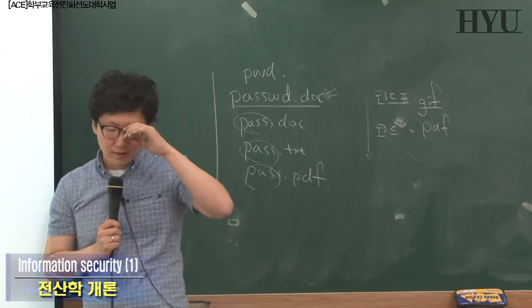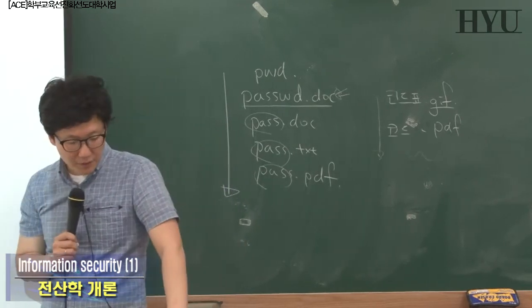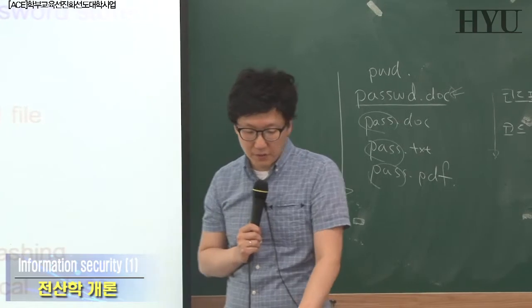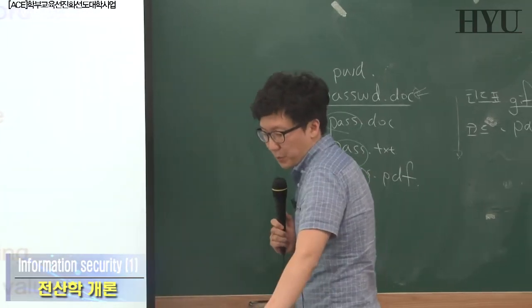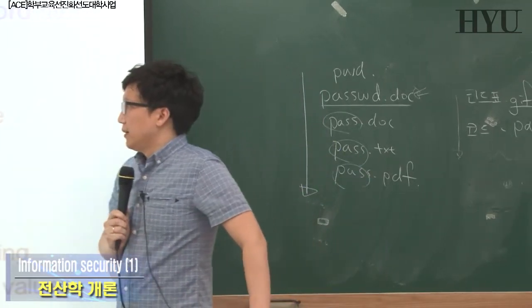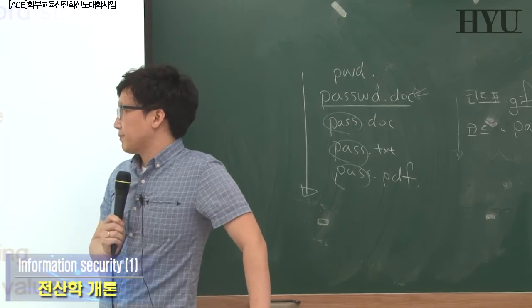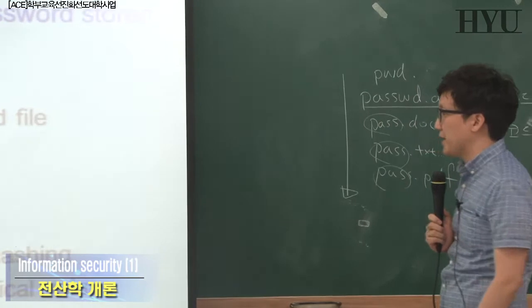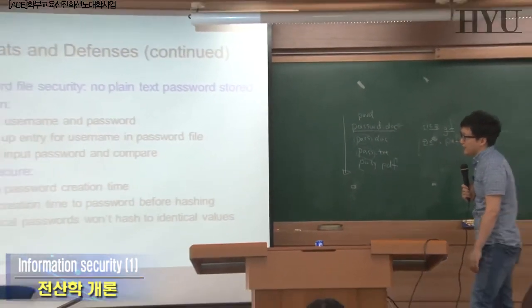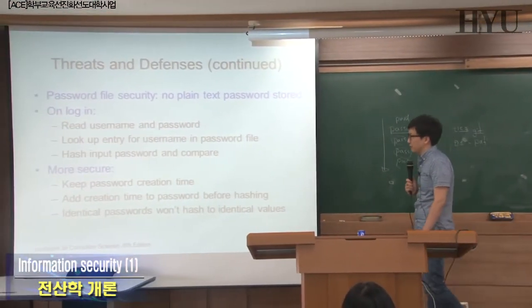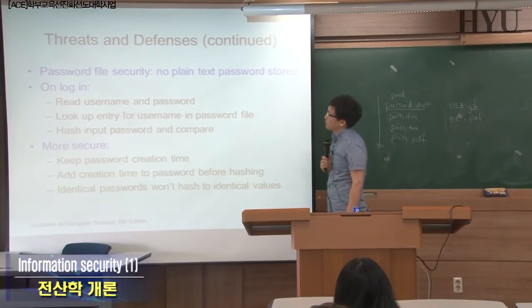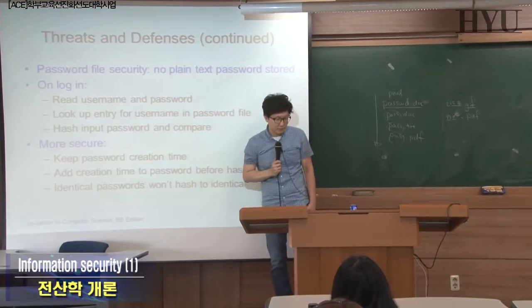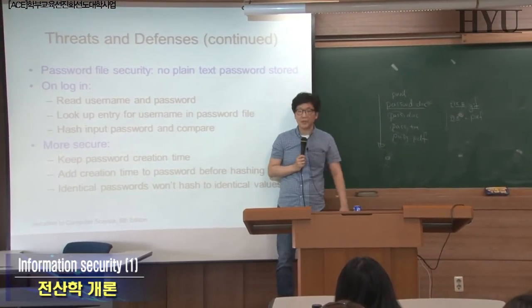On login, read the username and password, look up the entry for the user in the password file, hash the input password and compare. More secure: keep your password creation time, add the creation time to the password before hashing, so identical passwords don't hash to identical values. 이거 뭐 조금 복잡한 얘기인데, I think the examples that I give you are probably good enough.